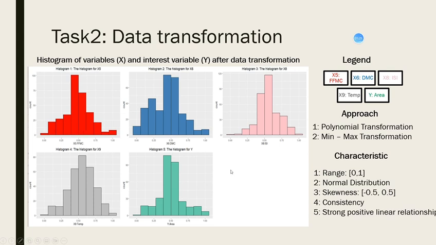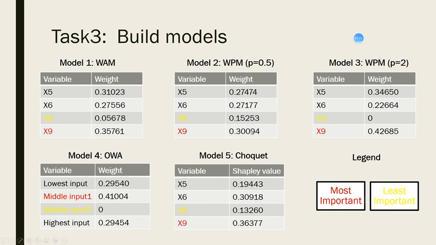And you can see in the graph, our data shows a bell curve, so it means it also follows a normal distribution. As for task 3, I chose 5 models to fit all the data. Each model assigns different weights to all variables. I use red color to mark the most important, and yellow to mark the least important variable.